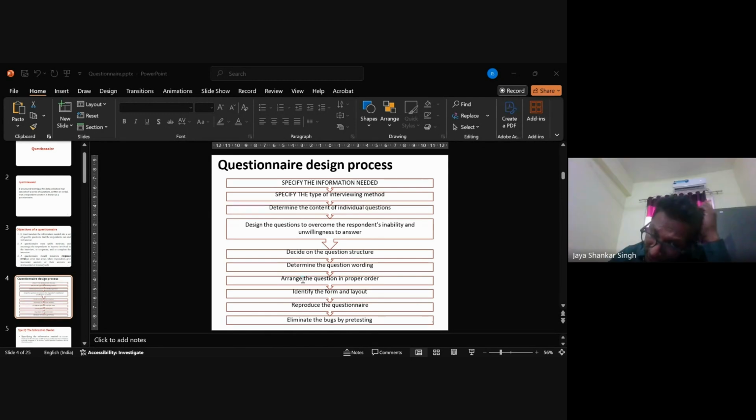Okay. Now the second step is to specify the type of interviewing method. Online service, Google Form. Most of us use Google Forms or Qualtrics. Qualtrics is more or less an advanced version of Google Form where you will find the implementation of AI and all. A lot of statistical tools are inbuilt there. Google Form is good enough for a lot of research, but it lacks a lot of business tools.